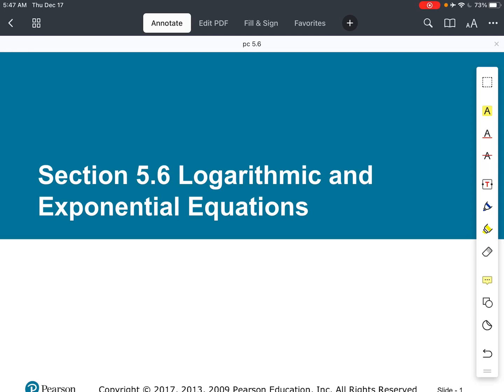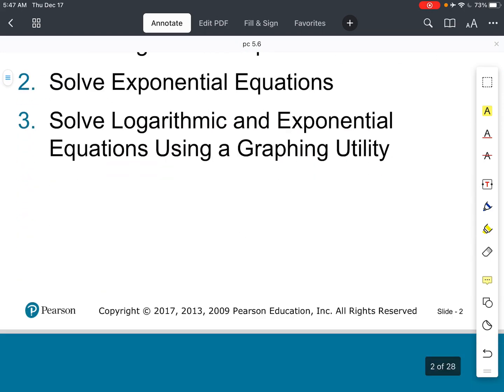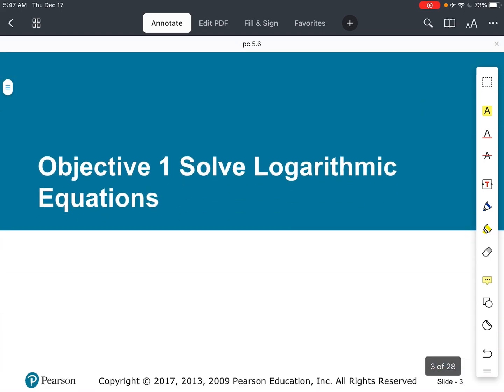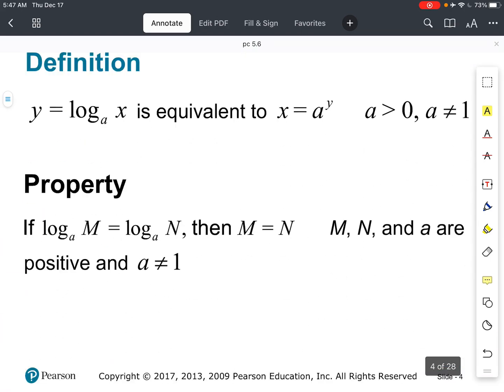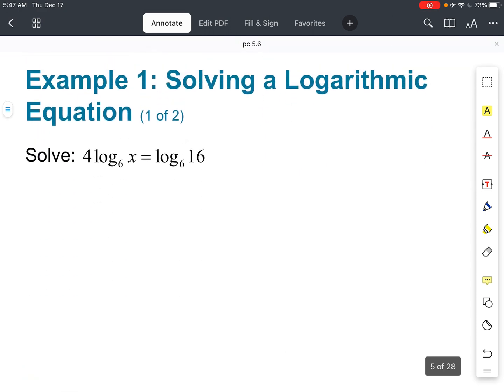All right, pre-calc 5.6, logarithmic and exponential equations. Just building on what we learned last time, we're now going to use that to solve some equations. Okay, so let's get right to it. Example 1, solving a logarithmic equation.